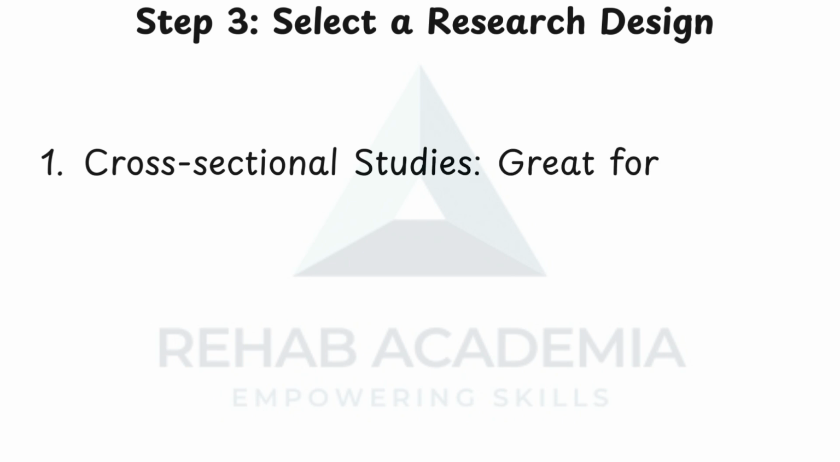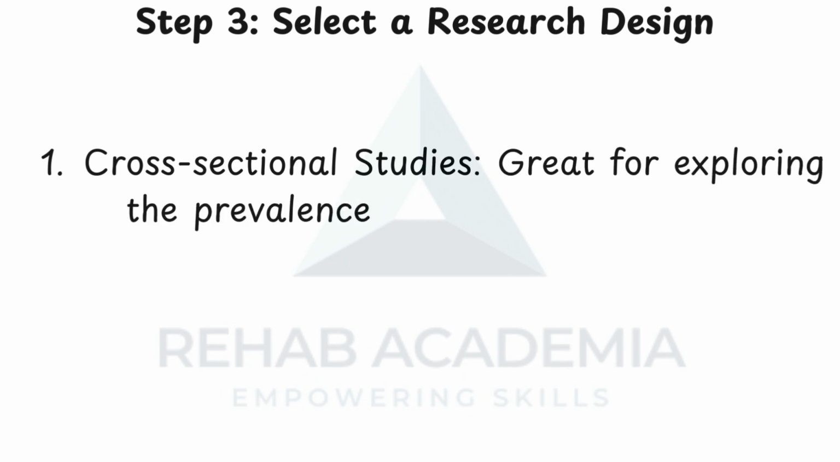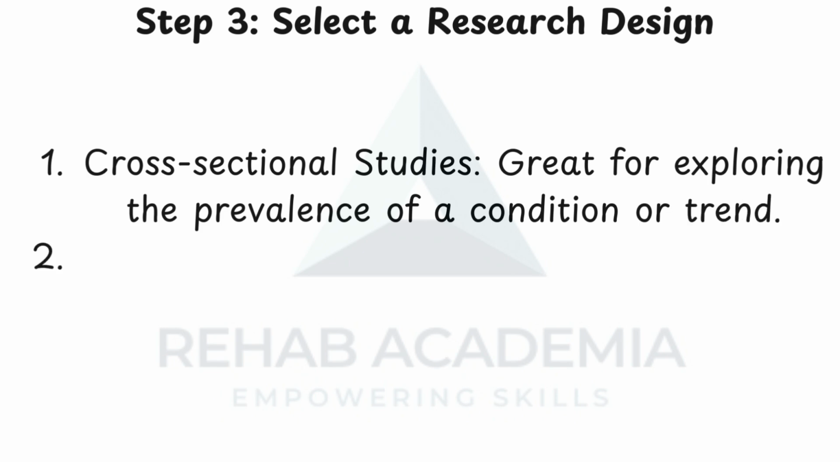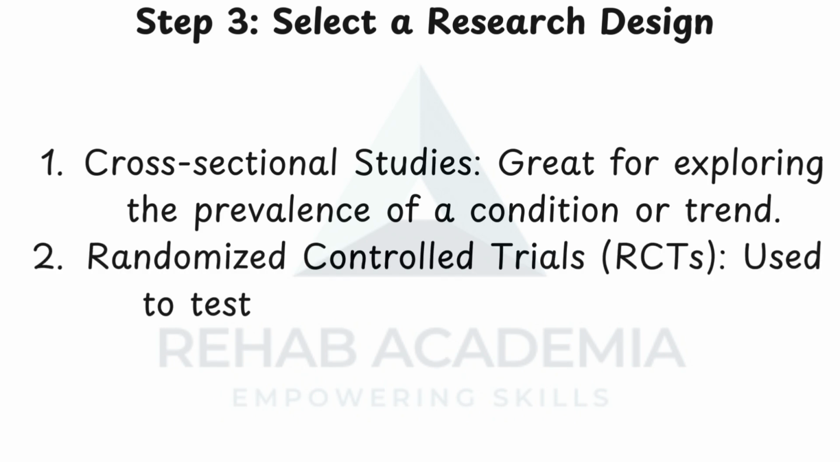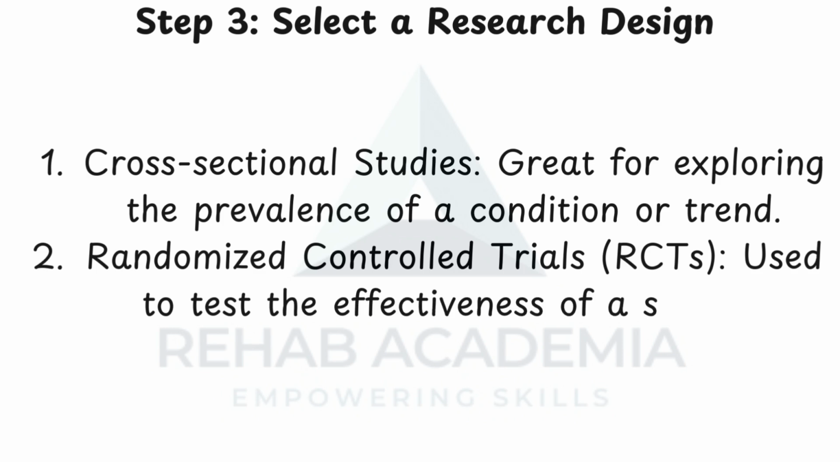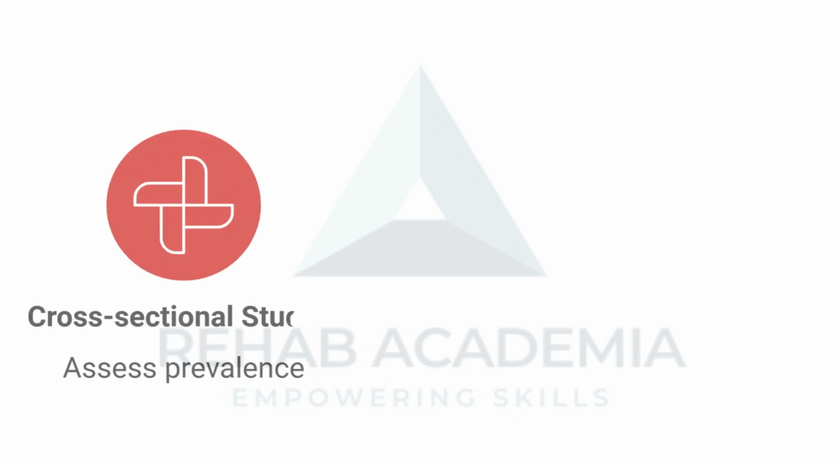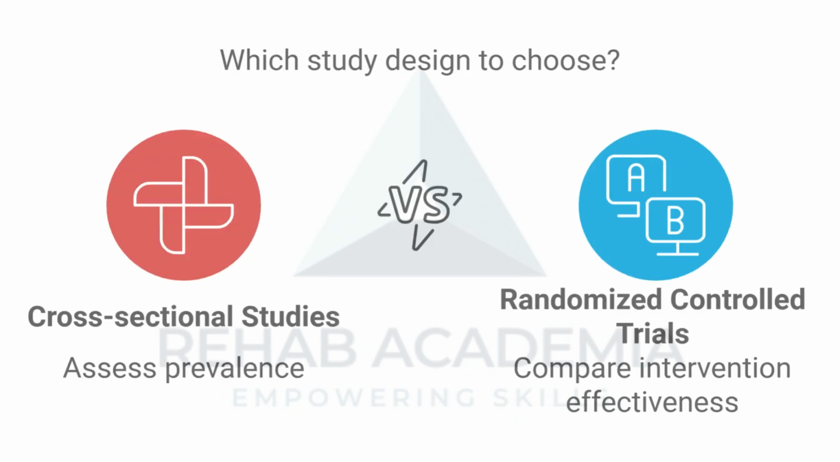Next step is to determine the type of research study you want to conduct based on your objectives. For example, cross-sectional studies are great for exploring the prevalence of a condition or trend. Randomized controlled trials, RCTs, are used to test the effectiveness of a specific intervention or therapy, and systematic reviews summarize the current body of research to identify patterns and gaps in the literature. Key tip is to choose the design that fits your study goals and the resources available to you.